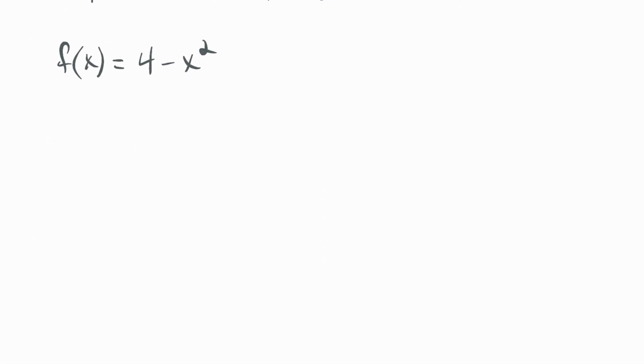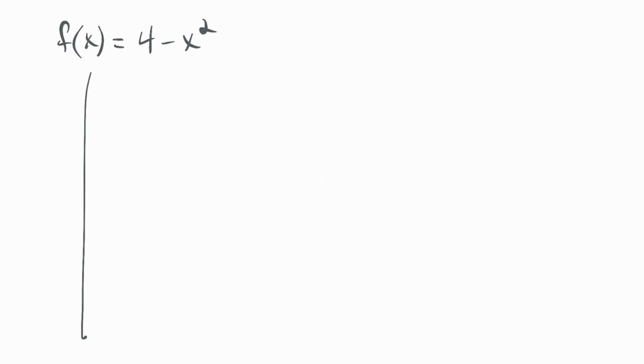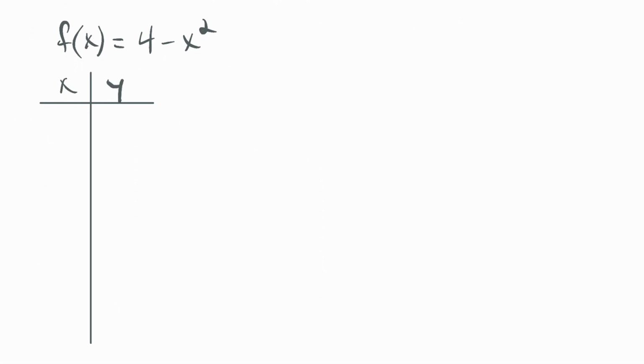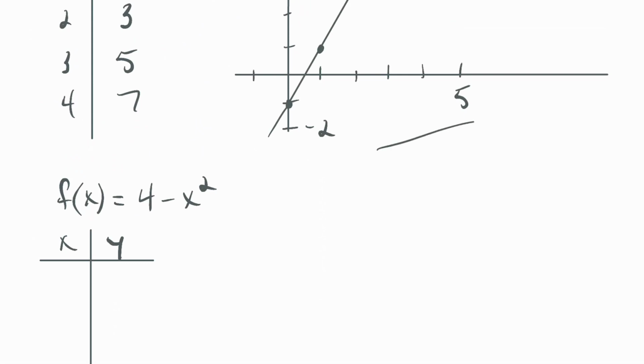4 minus x squared. And some of you are thinking, oh yeah, I know what that is. That's easy. But let's pretend that we don't, right? So I'm going to make my table. Okay, and my x column and my, oh yeah, I almost forgot to talk about f of x versus y. So let's do that over here.